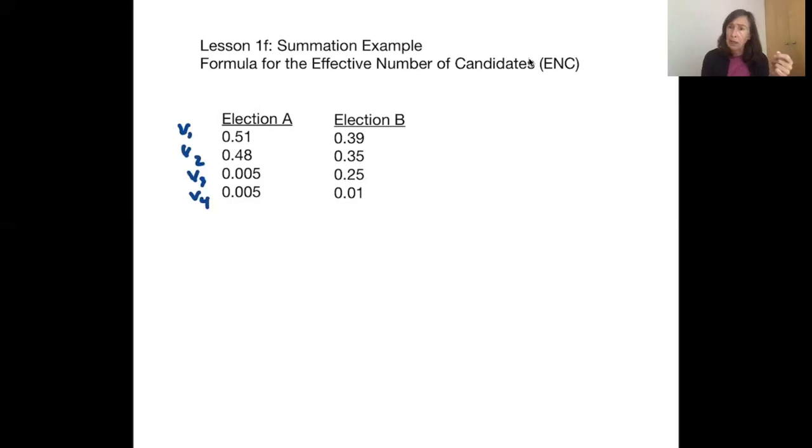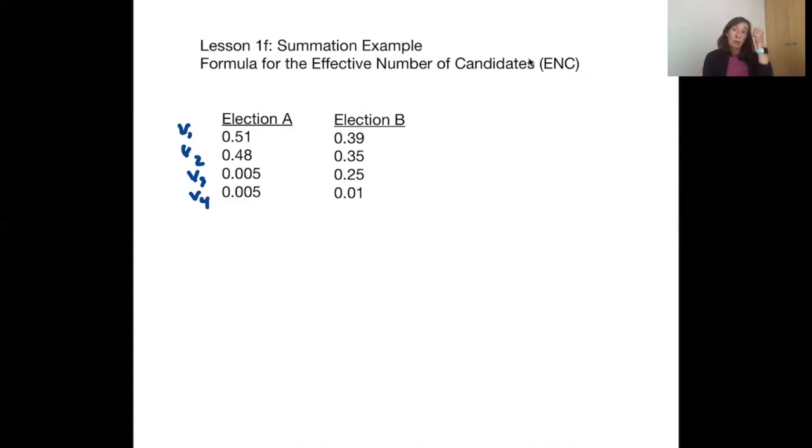You've got a very close race between 2 candidates, the first 2 getting just over 50% and just under 50%. And then you've got a couple of minor candidates who got their families to vote for them and got a small amount of the vote share, but not even enough to affect the result. So election A, the first thing to notice is it's not really a 4-candidate race. It's effectively a 2-candidate race. It's not 4, it is 2.